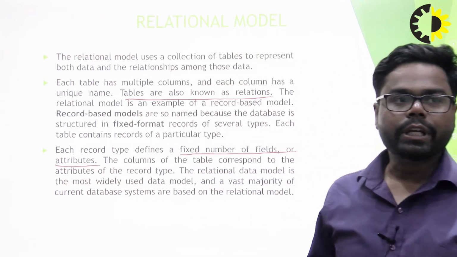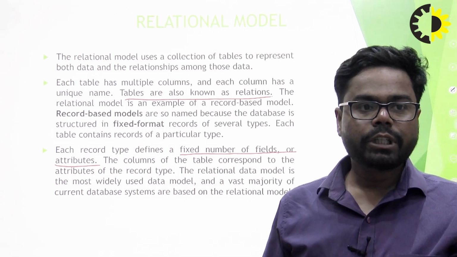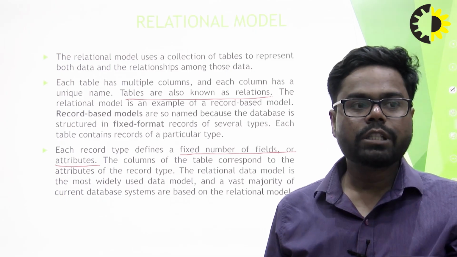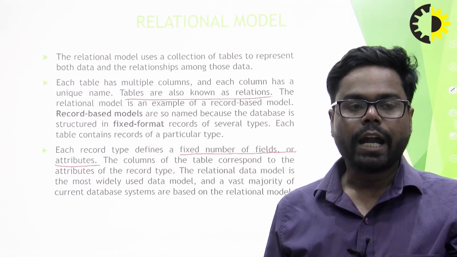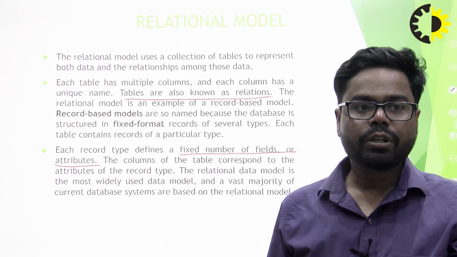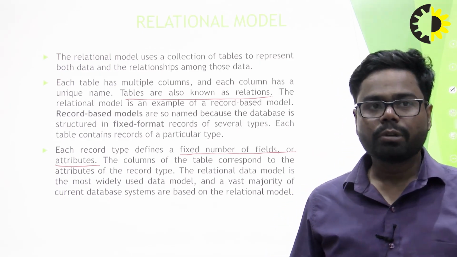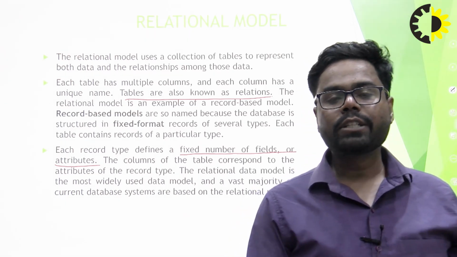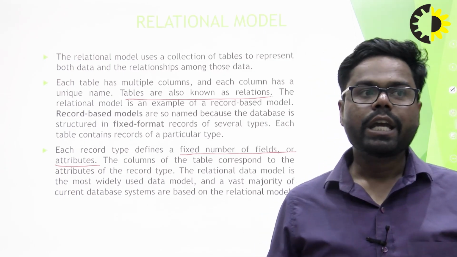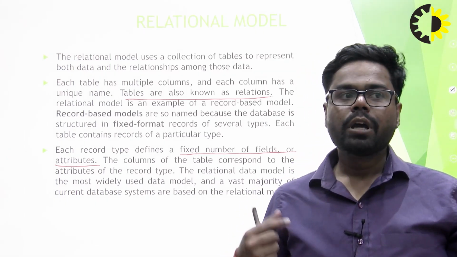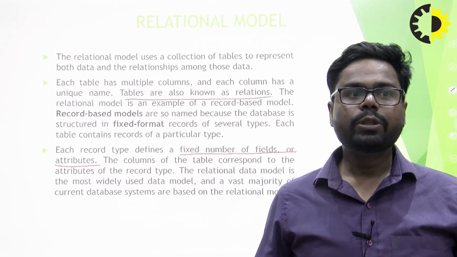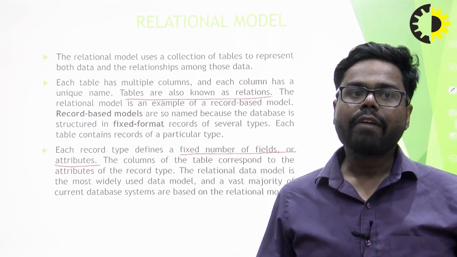I am going to explain all these things. The columns of the table correspond to the attributes of the record type. The relational data model is the most widely used data model, and a vast majority of current database systems are based on the relational model. The relational model represents data as well as those data which are related to each other, directly or indirectly. Each table has multiple columns, and the tables have their own relations.